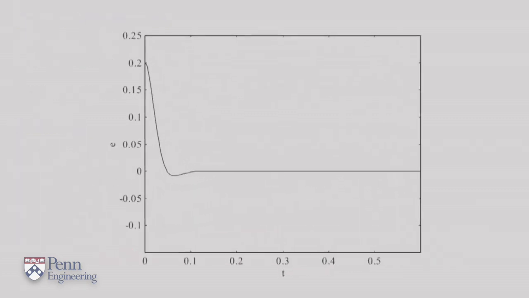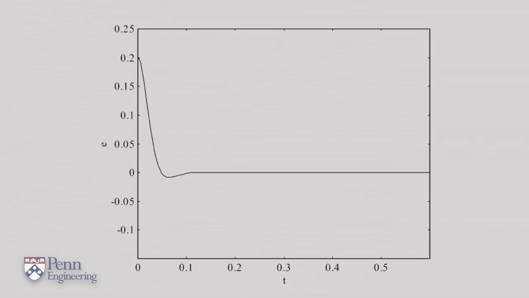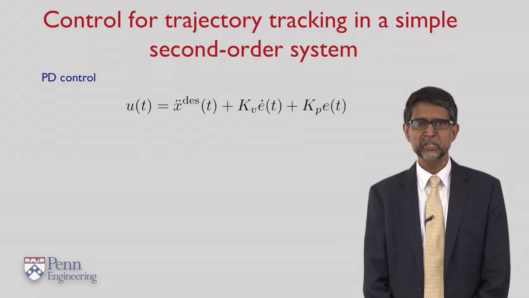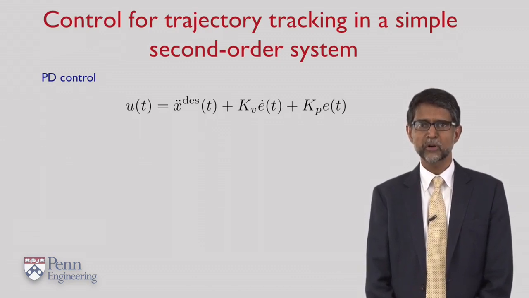Here's a typical response of what the error might look like if you use such an approach to control. The error starts out being non-zero, but quickly settles down to the 0 value. The error might undershoot, go from a positive value to a negative value, but eventually you're guaranteed that it'll go to 0. To summarize, we've derived a very simple control law. It's called the proportional plus derivative control law, which has a very simple form. It has 3 terms, a feed-forward term, a proportional term, and a derivative term.